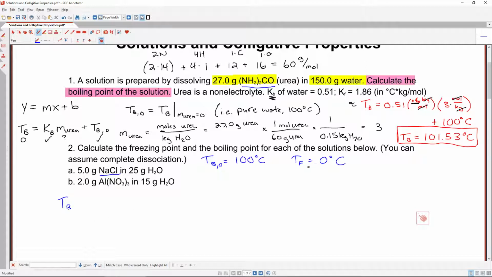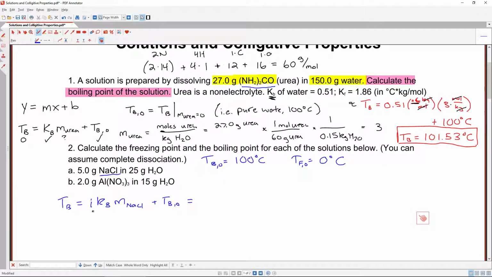I should say Tb naught, Tf naught, right? That is our initial boiling and freezing point. So for our boiling point for the first one, Tb is equal to i Kb m NaCl plus Tb naught, right? The Van't Hoff factor for sodium chloride is 2 because sodium chloride dissolves into 2 separate ions. One thing becomes 2 things. And for the Kb, we can use the Kb from the previous problem. It's the same thing.